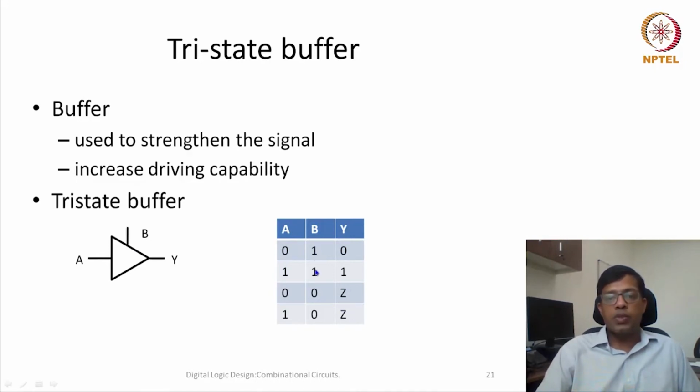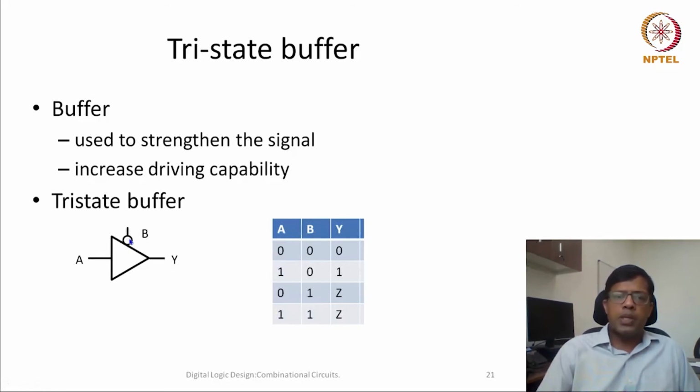So when B is 1, then it is working like a buffer. But when B is 0, then it is high impedance. Or sometimes the functionality could be reversed if there is a bubble here. Bubble means that B is inverted, so my control input here is inverted, which means that if the control input is 0, then it will work like a buffer. If control input is 1, then the output would be high impedance.